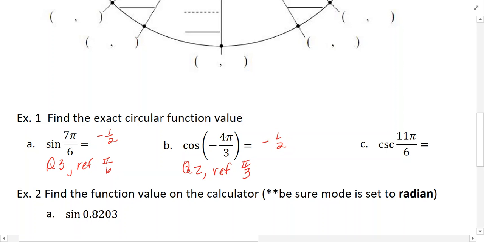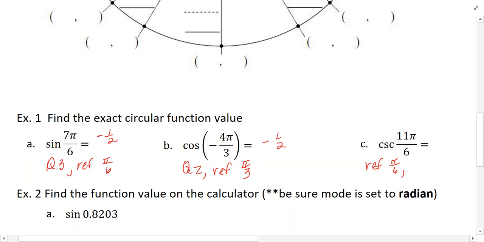-1/2, I should say. Okay, we good with that? How about cosecant of 11 pi/6? Now, what's the reference angle? Pi/6, very good. So the reference angle is pi/6.